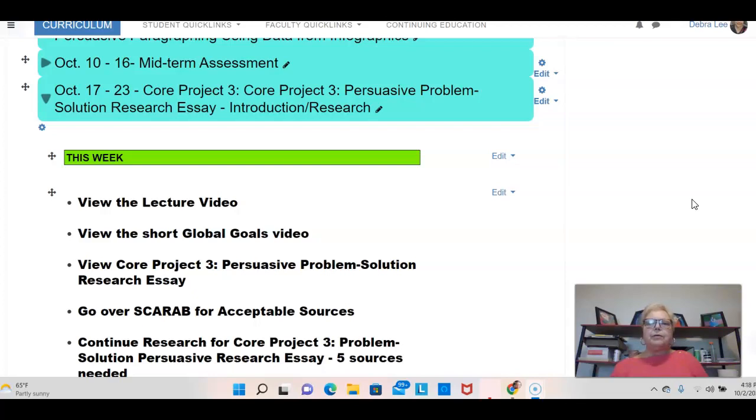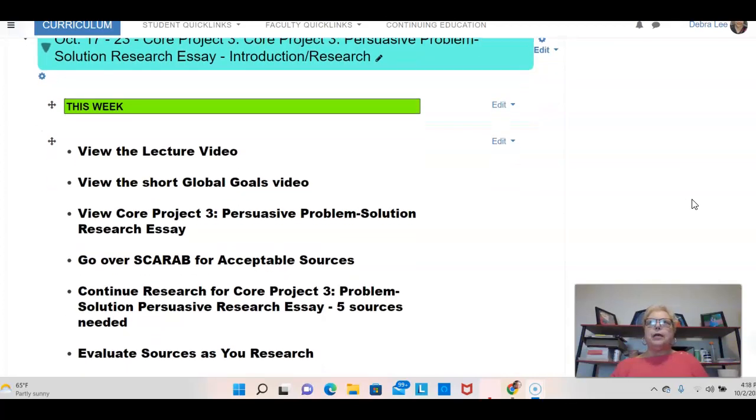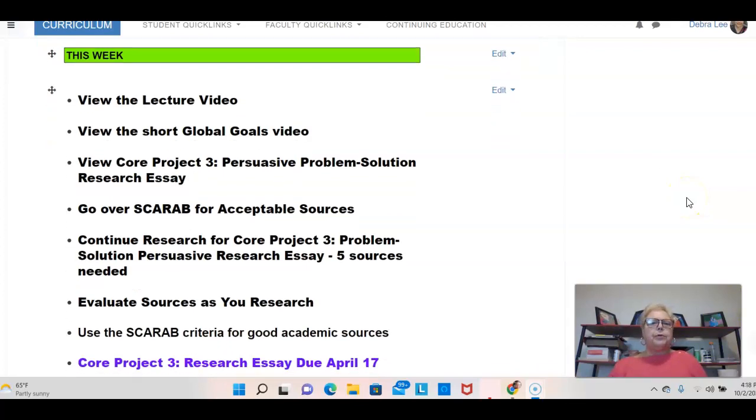This week we're going to start our Core Project 3. I'm doing Core Project 3 before Core Project 2, in case you wonder what happened to Core Project 2. But I'm doing Core Project 3 first and then Core Project 2, because 2 is the annotated bibliography, and it'll be so much easier for you to do once you have gotten all of your resources and completed your research paper. So, Core Project 3, we will start this week.